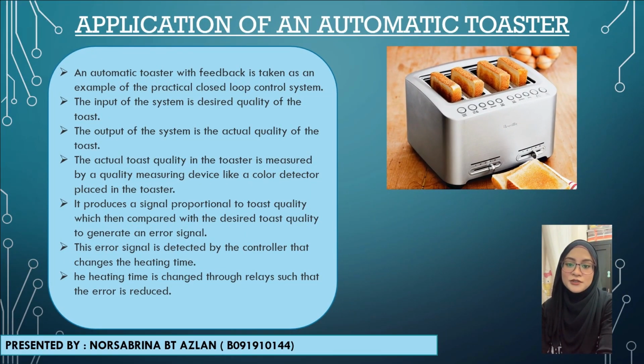First and foremost, let me introduce a little bit about the application of an automatic toaster. An automatic toaster with feedback is taken as an example of a practical closed-loop control system. The input of the system is the desired quality of the toast, while the output is the actual quality of the toast. The actual toast quality is measured by a quality measuring device like a color detector placed in the toaster. It produces a signal proportional to the toast quality, which is then compared with the desired toast quality to generate an error signal. This error signal is detected by the controller that changes the heating time. From there, the heating time is changed through relays such that the error is reduced.